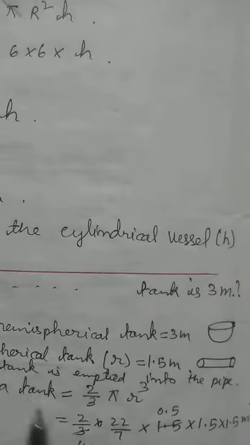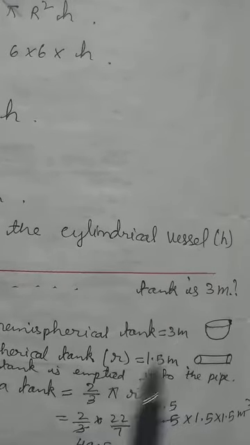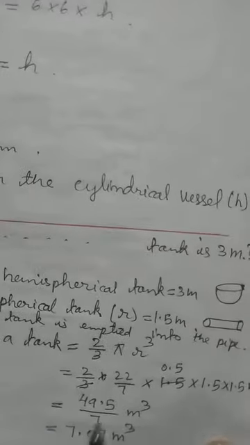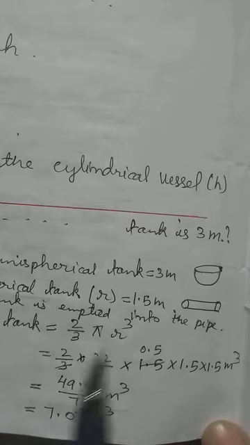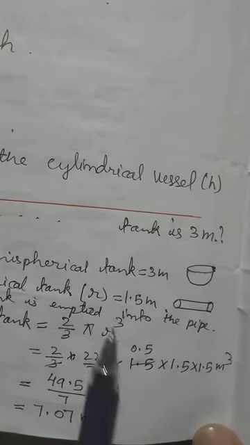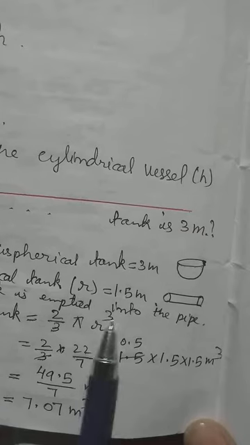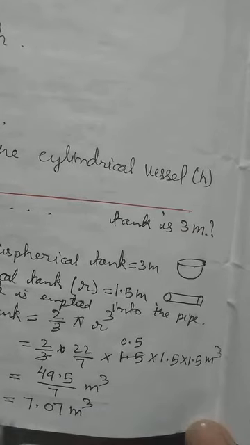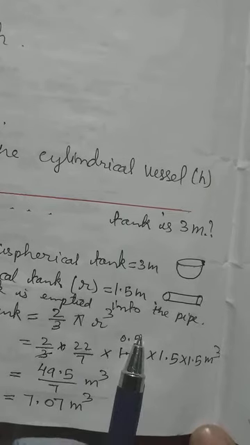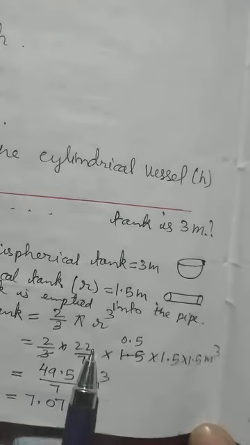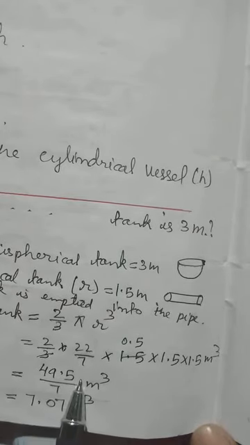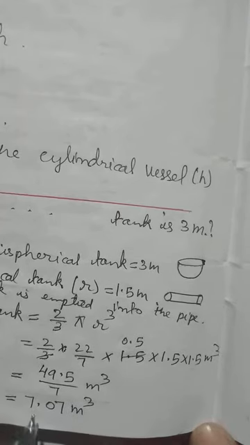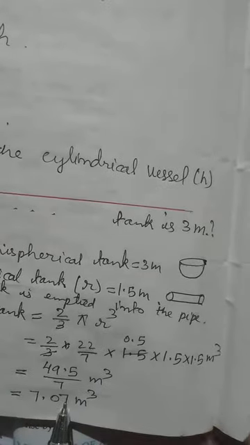The diameter of the hemispherical tank is 3 m, so the radius will be 1.5 m. The volume of water in the tank will be the volume of the hemisphere, that is 2/3 pi r cubed. 2/3 remains. Pi we know is 22 by 7. R we have 1.5. Since we have power 3, we multiply it 3 times. Then the 3 we divide here, giving 0.5. Then we multiply 2 into 22 into 0.5 into 1.5 into 1.5, and we get 49.5. We divide by 7, and we get 7.07 meter cubed.